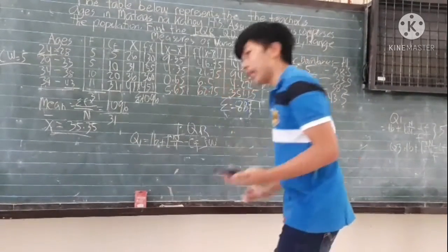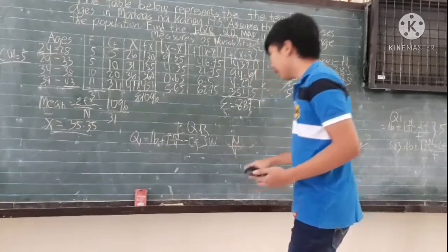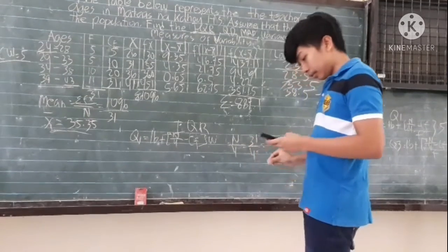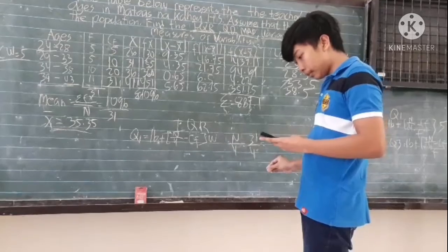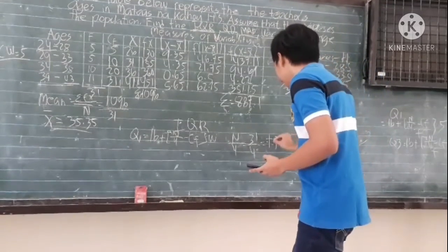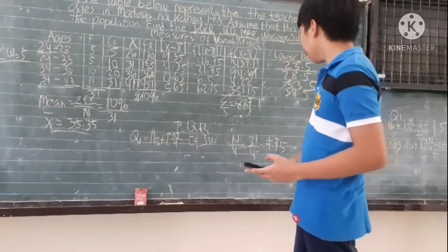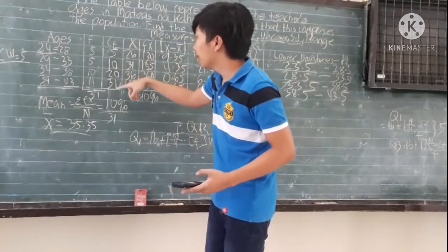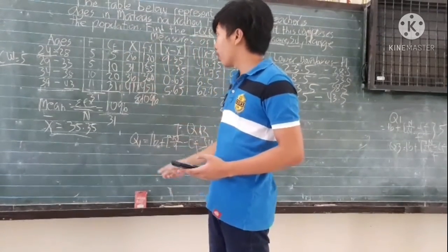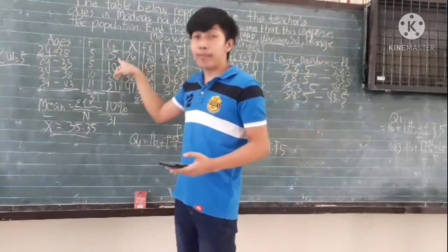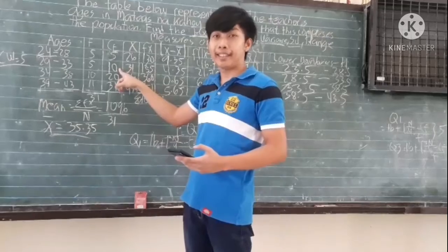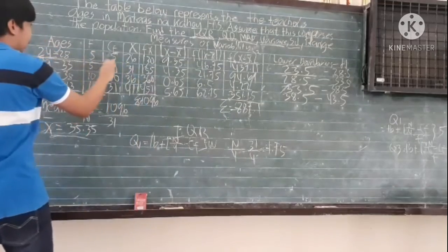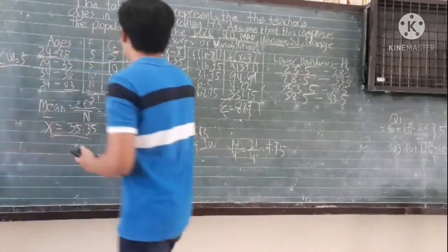So n, we can get that n over 4. Our n is 31 over 4. 31 divided by 4, 7.75. So we will get this 7.75. We will mark it here in our cumulative frequency. So, is it in the 5? No. 10. Yes. 7.75 is included in our 10. So this is our quartile 1 class here.